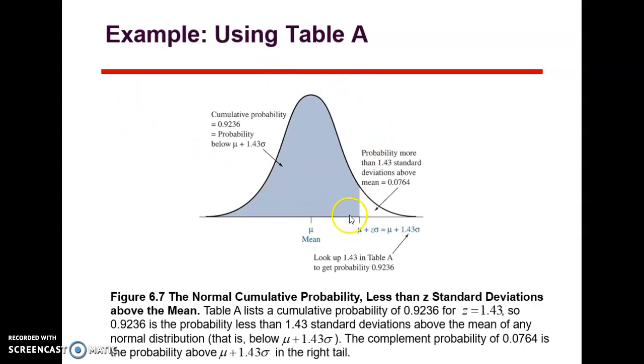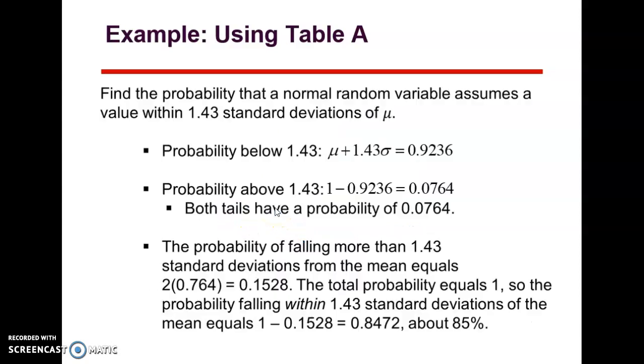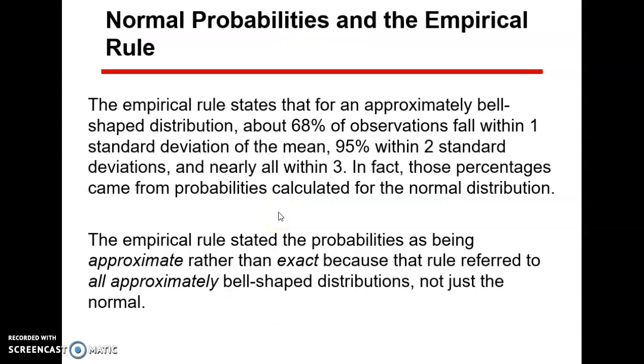Maybe I want to know it from here to here. So if I can find this one all the way to the left, and then I can find one from here all the way to the left, and subtract one of those probabilities from the other, then I found exactly what I'm looking for. And we'll get to where you can see a picture of that.